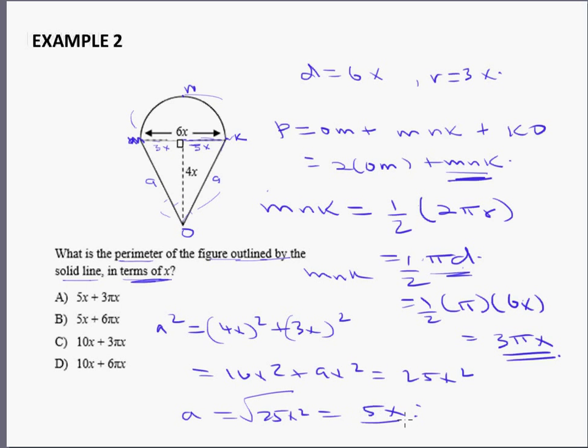If that gives us 5x, then we can come back and use this equation, and therefore P will be equal to 2 times 5x plus 3 pi x, which is equal to 10x plus 3 pi x, right? So that is the answer choice C. So C is your answer for this problem.